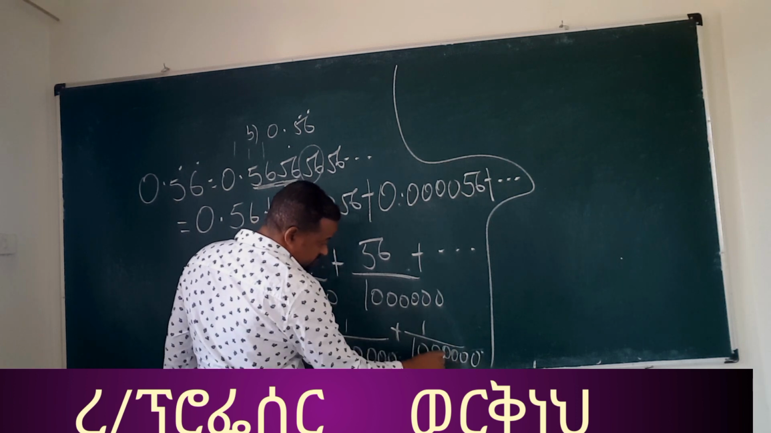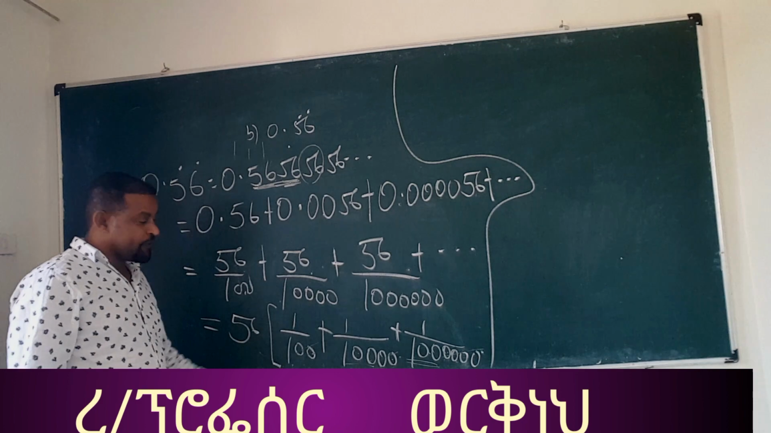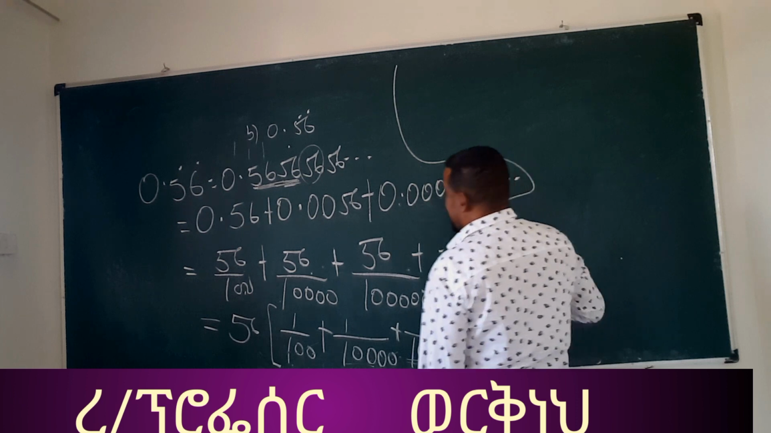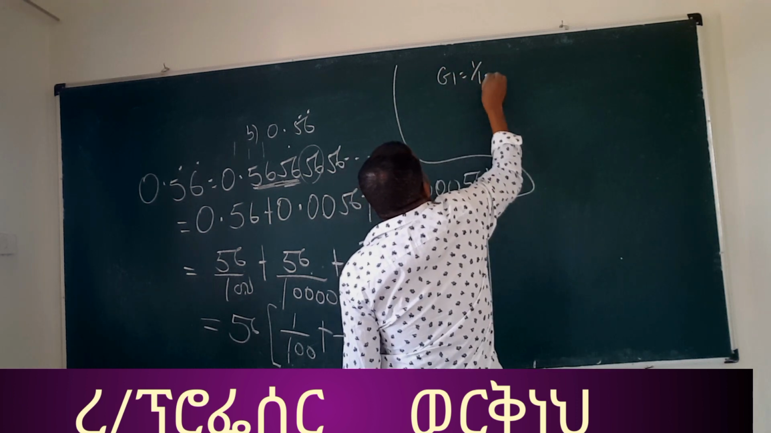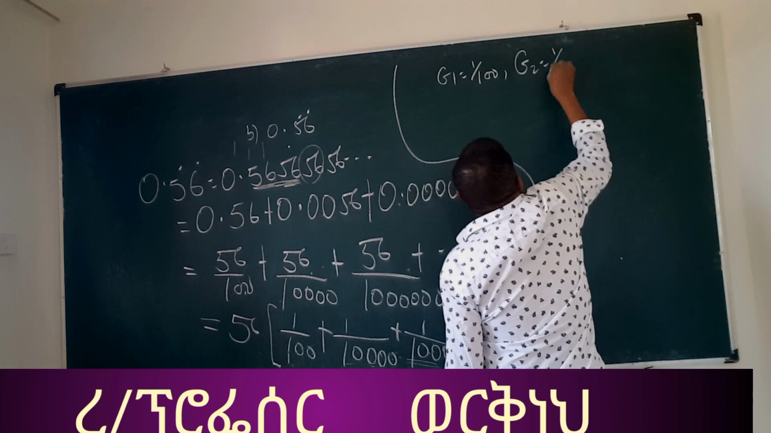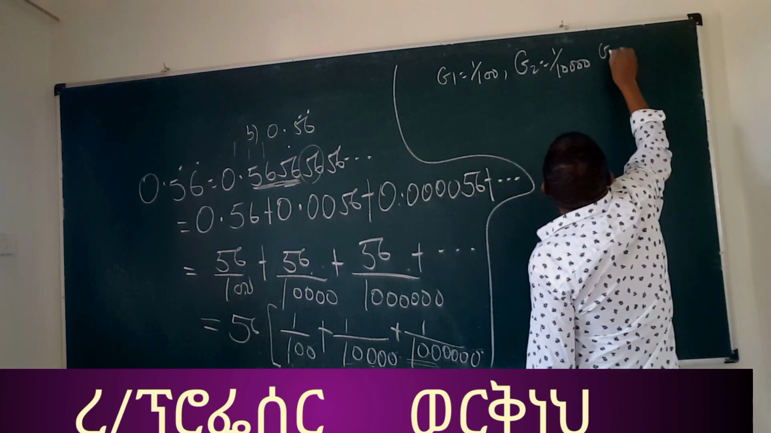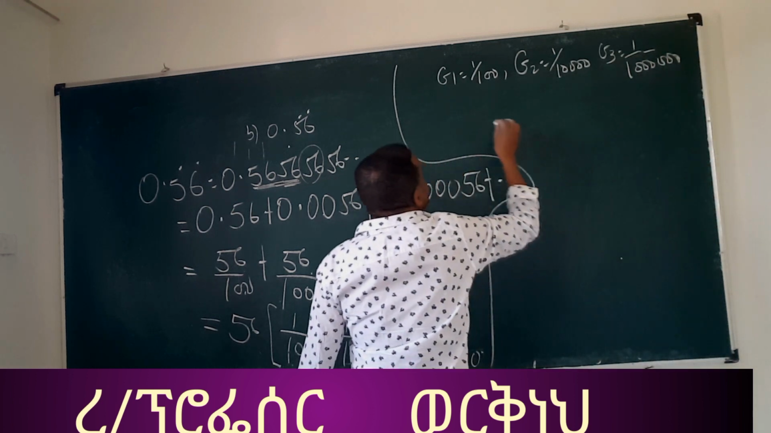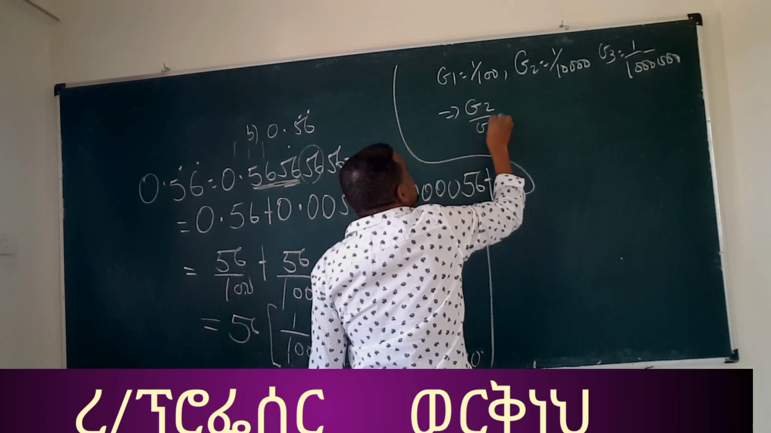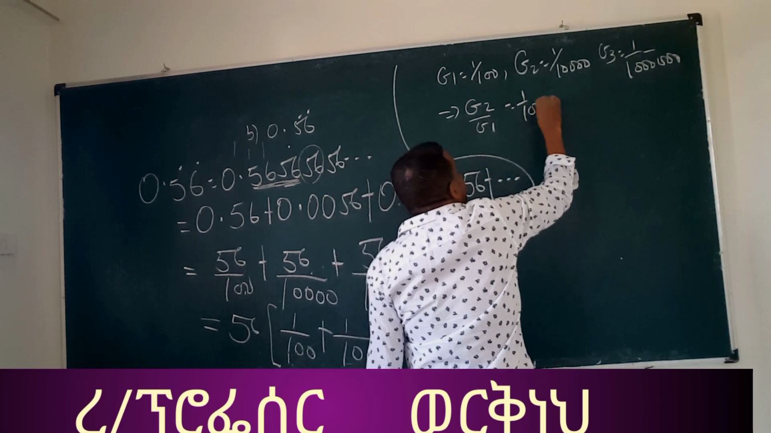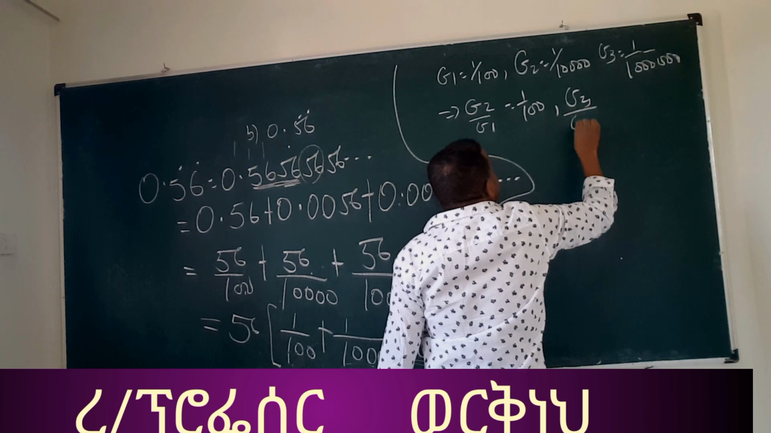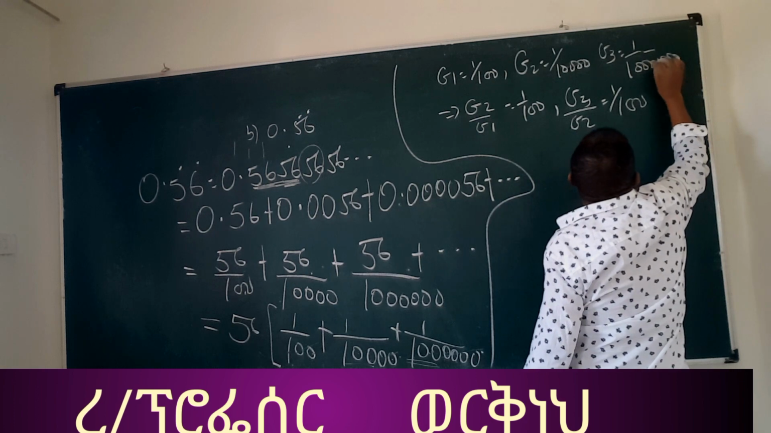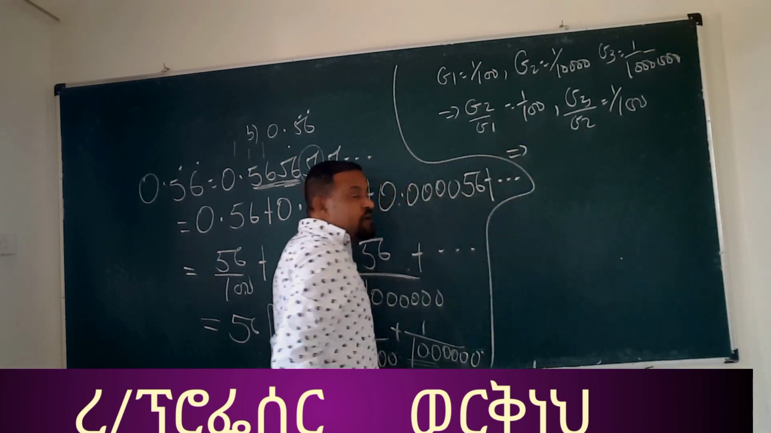The four zeros cancel against the two, and two zeros remain. So it's a geometric series. The expression inside the bracket has G1 equal to 1 over 100, G2 equal to 1 over 10,000, and G3 equal to 1 over 1 million. G2 over G1 is 1 over 100, and G3 over G2 is 1 over 100, because the four zeros cancel. So this is a geometric series.